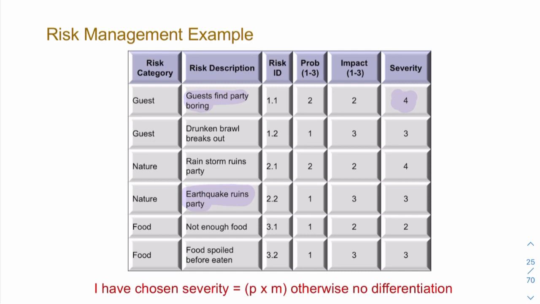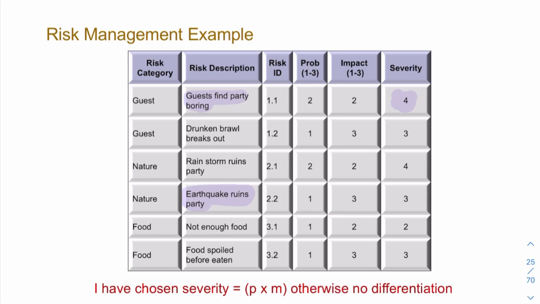What effect would an earthquake have if it did happen? What effect would it have on my birthday party? Well, it would completely ruin the party. It could cause considerable damage. There could be danger, risk to life. People might need to go to hospital. It depends on the severity of the earthquake. But in any case, it can have a huge impact. So 1 multiplied by 3 gives you 3.